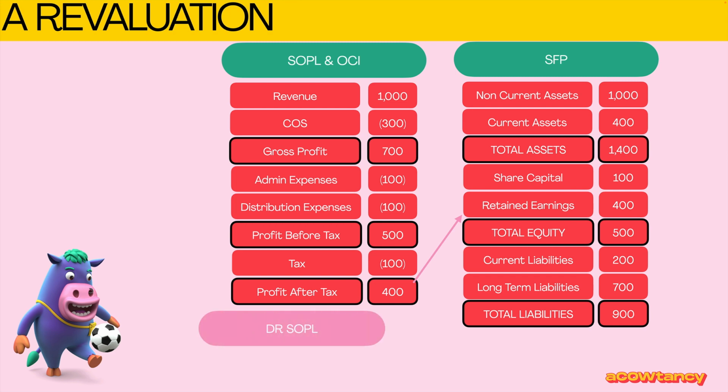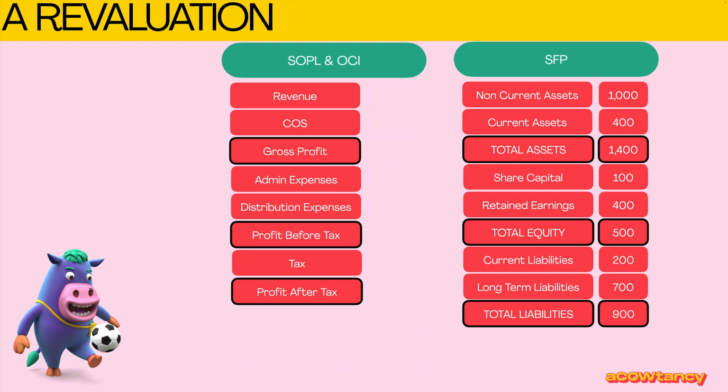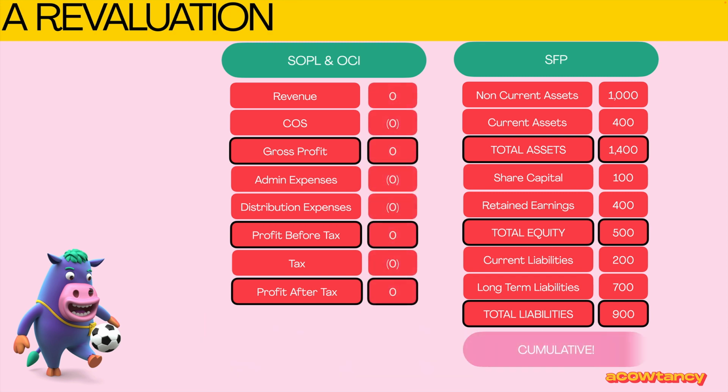So you've debited the statement of profit and loss, which is all those figures in the statement of profit and loss there, which comes to 400. You've taken all of that out and put it into retained earnings. So actually your statement of profit and loss should look like that, where the SFP is cumulative, but the statement of profit and loss now has 0 in it because you've cleared it all out and put it to retained earnings.